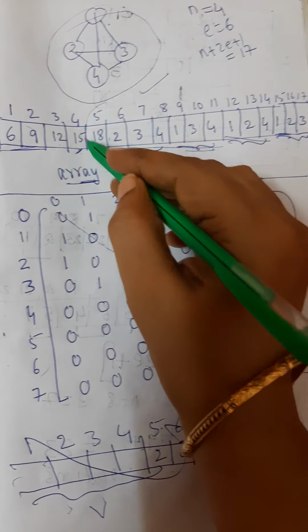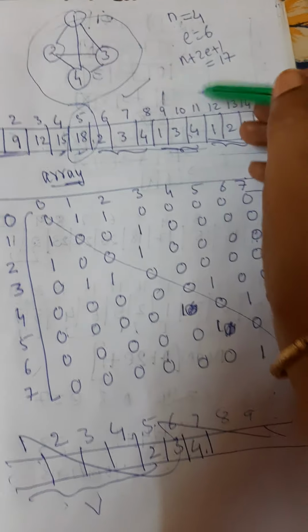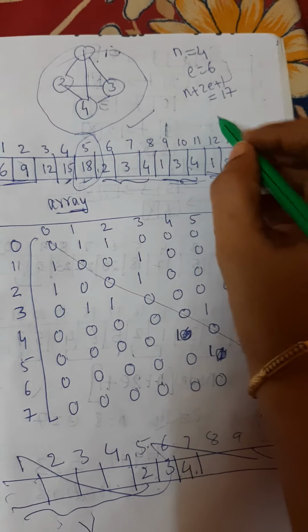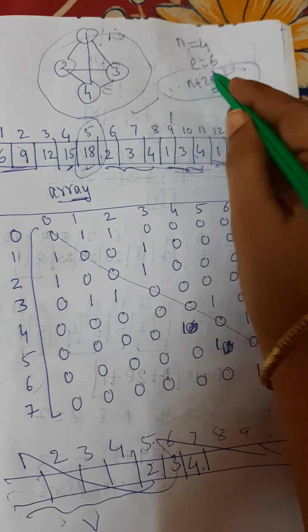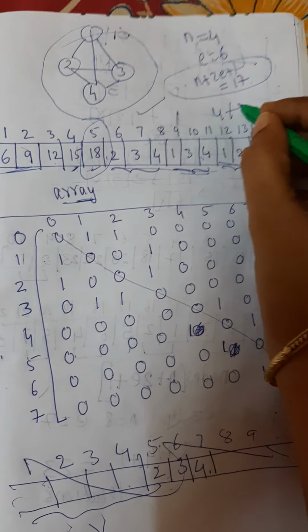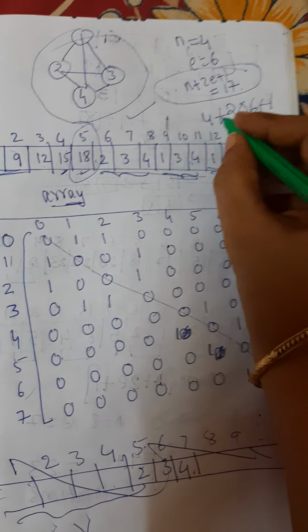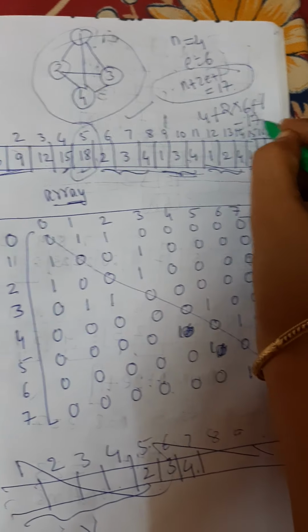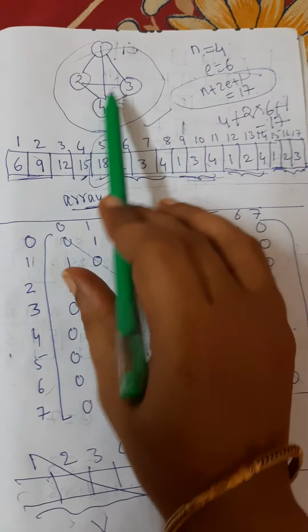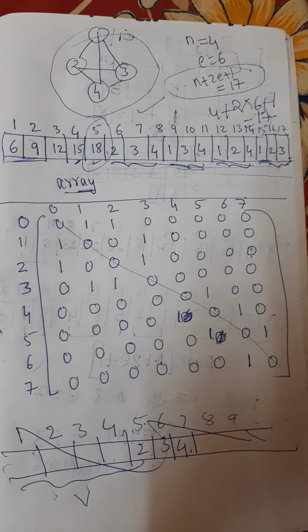So for this example, n equal to 4, and how many edges do we have? 6 edges. So in this case, what will be the array size? The array size is n plus 2e plus 1. What is n? 4, plus 2 into e, where e is 6, plus 1. So it is how much? 17. So for this array representation, the size of the array should be 17.